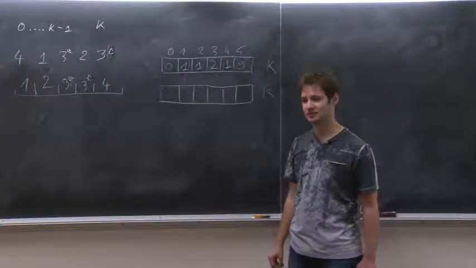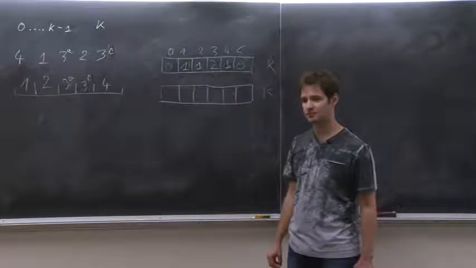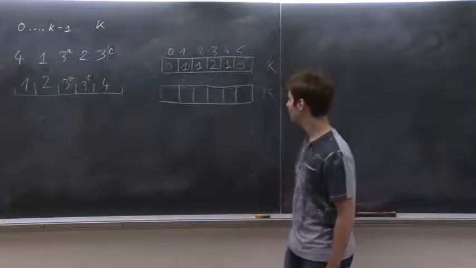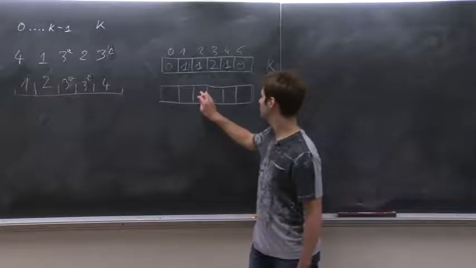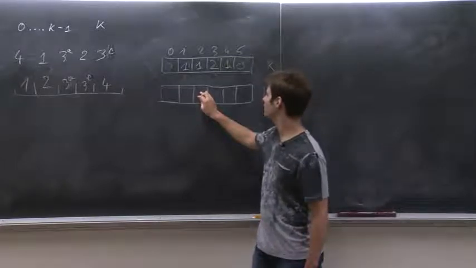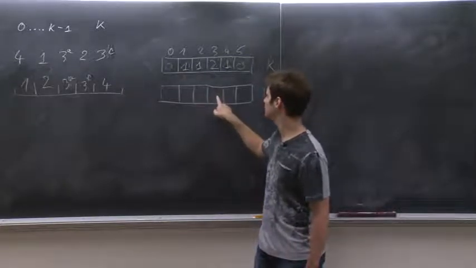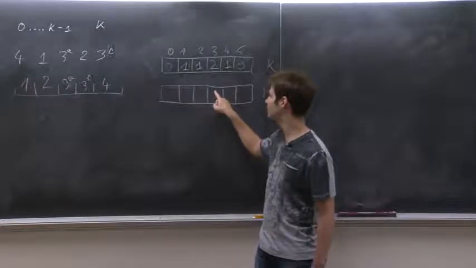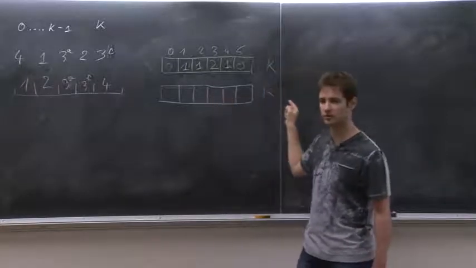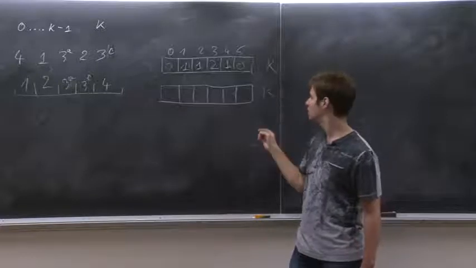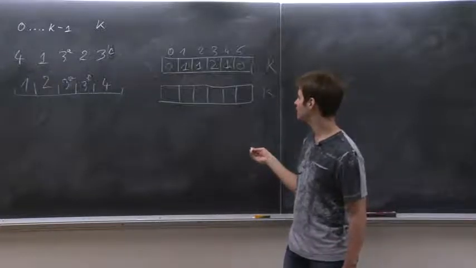Could you populate the array with the number of elements that are less than that? Yep. Intuitively, I want this position to tell me how many elements there are that are smaller than 2. This should tell me the number of elements that are smaller than 3, and so on and so forth. Okay, how would I compute that?